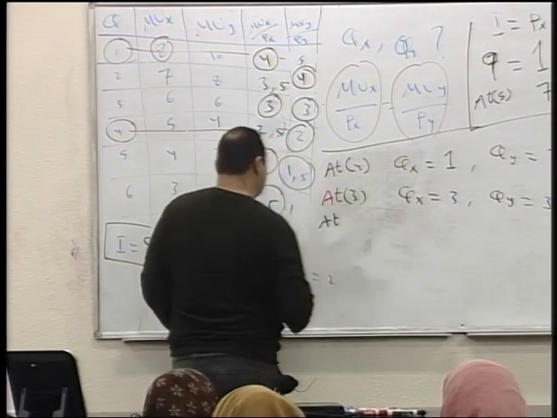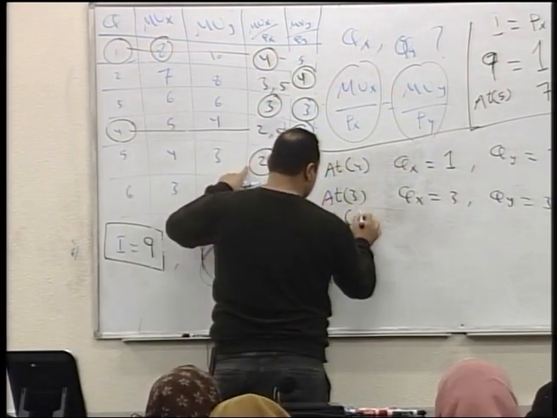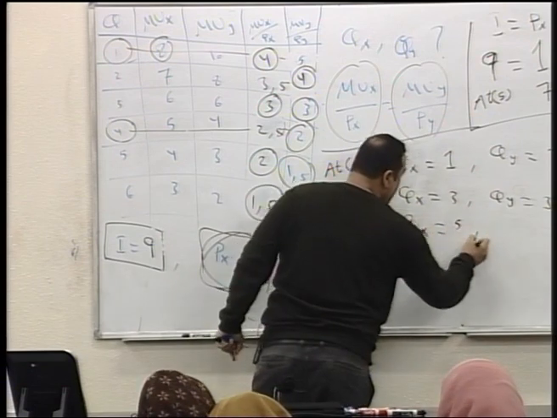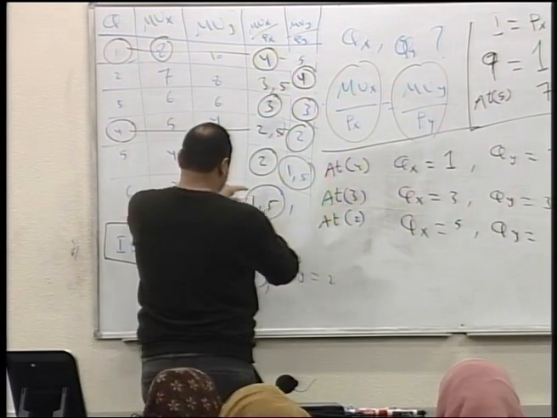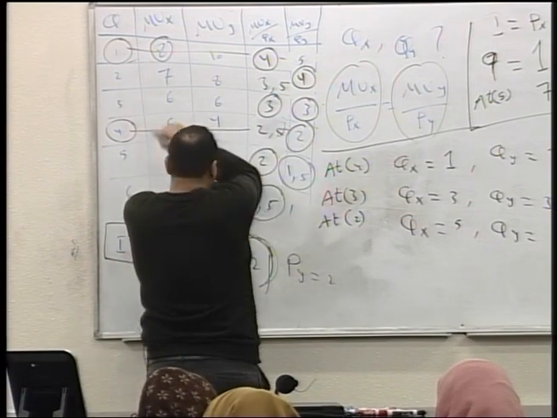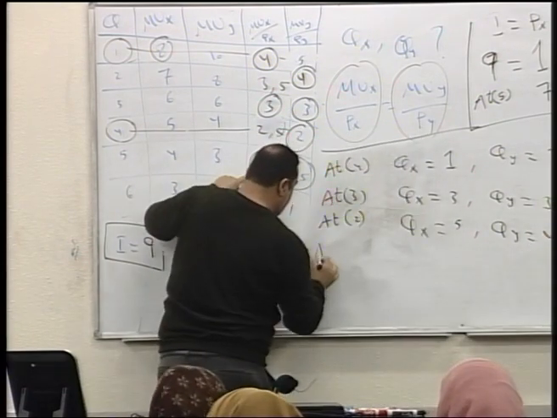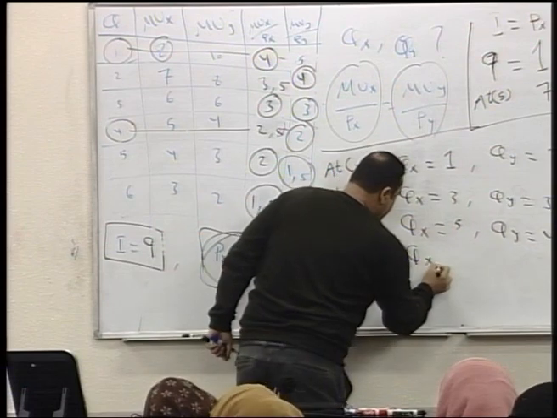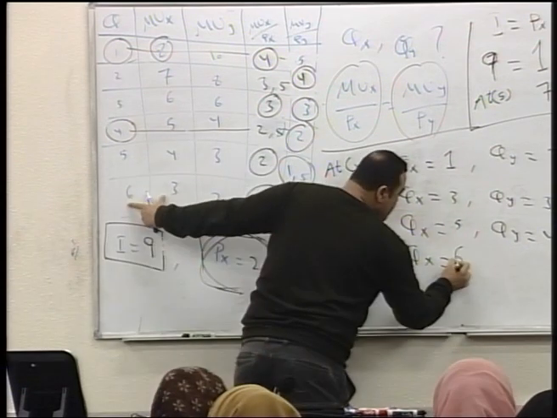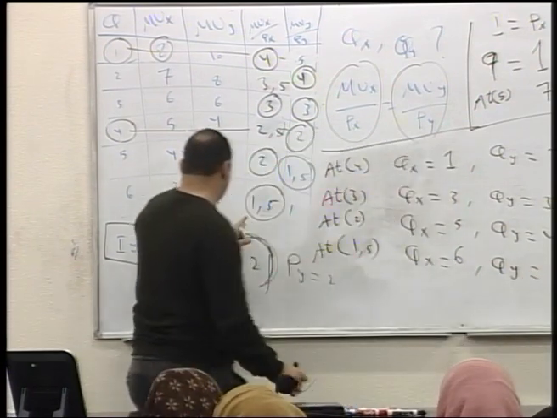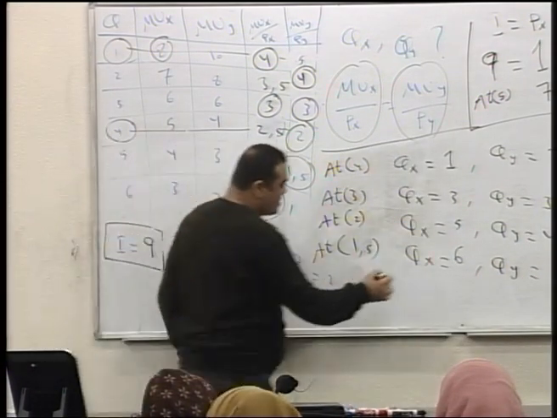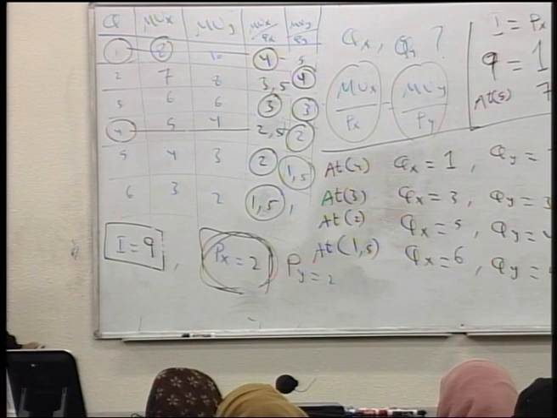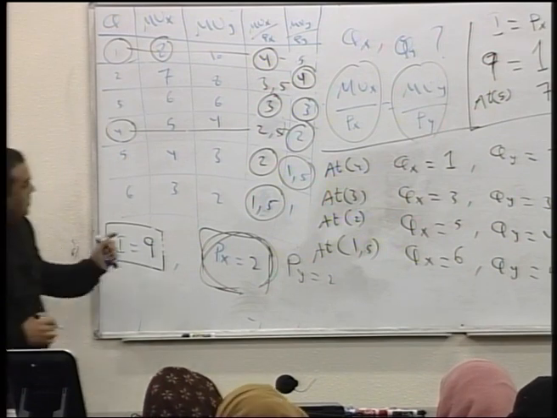At 2 here, quantity of X equals how much? 4, 5. Quantity of Y equals how much? 2. At 2, where is it? 4. And at 1.5, QX equals how much? 6. And QY equals? 5. Where is it? 5, yes. Okay, the income we have is 2 and 2.